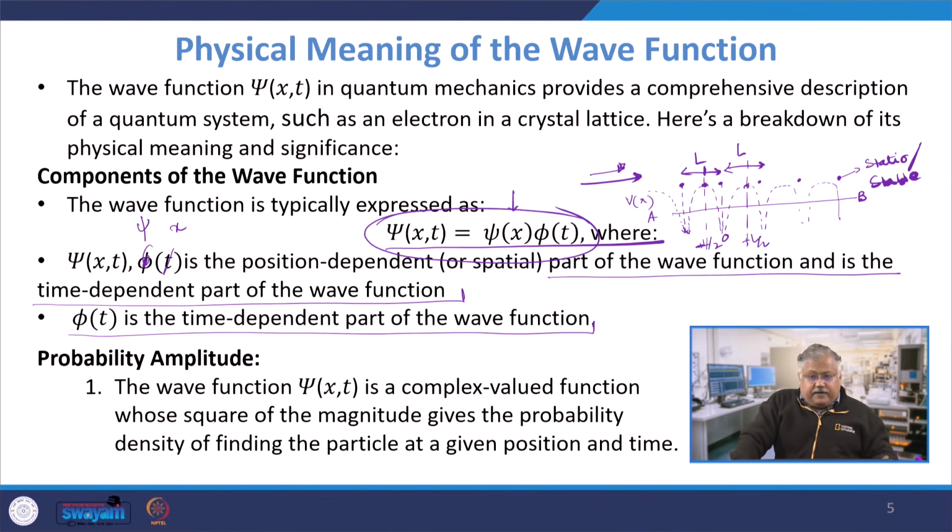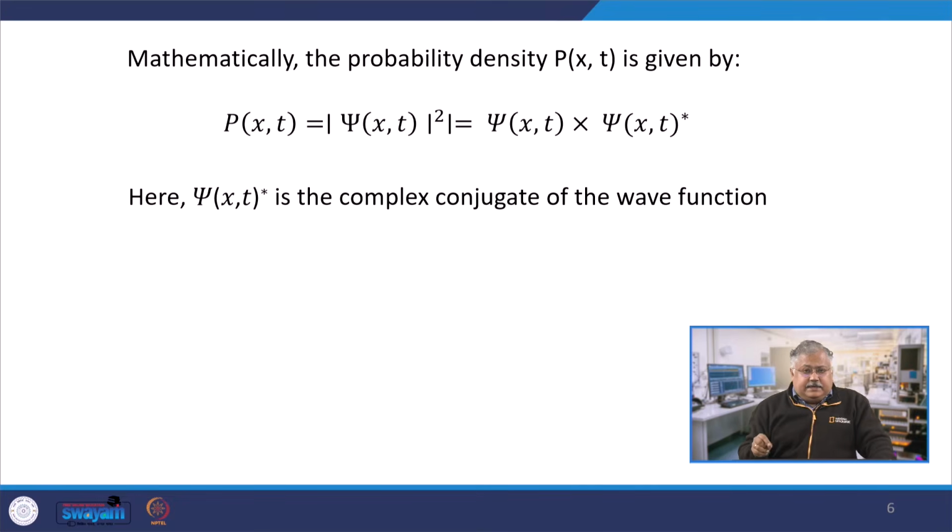Now, psi of x, t is basically a complex valued function. I am not doing a rigorous analysis here because there is a limitation of time, but the square of the magnitude of this quantity gives you the probability density of finding a particle at a given position and time. Which means that if I know psi of x, t, I just need to square it, multiply it by itself, and the equation which you get is the probability density function.